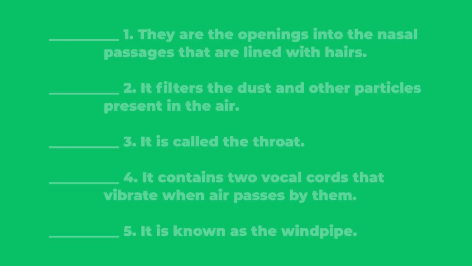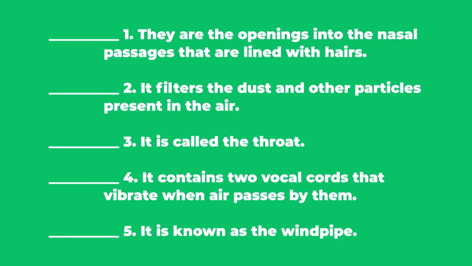Number 1. They are the openings into the nasal passages that are lined with hair. Number 2. It filters the dust and other particles present in the air. Number 3. It is called the throat. Number 4. It contains two vocal cords that vibrate when air passes by them. Number 5. It is known as the windpipe.